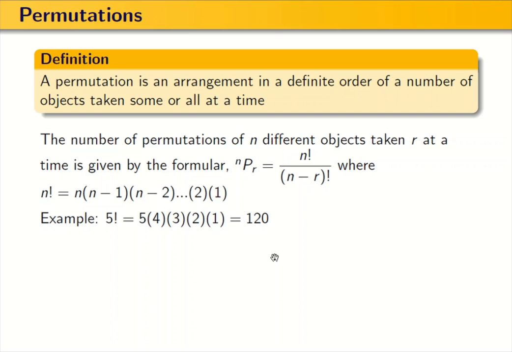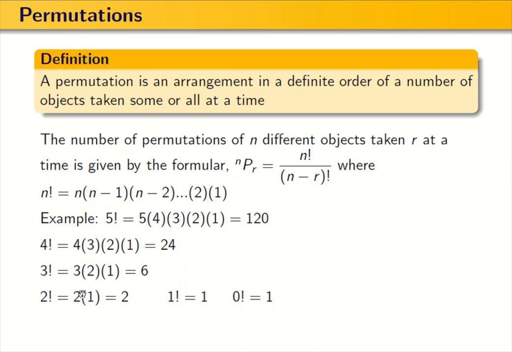Alright, let's continue. If I have 4 factorial, same thing happens. Write 4, reduce it by 1 until you get 1, multiply everything and you get 24. 3 factorial is 6. You can punch all these on a calculator. 2 factorial is 2, 1 factorial is 1, but note this: 0 factorial is 1. The proof will come later, but not in this video.